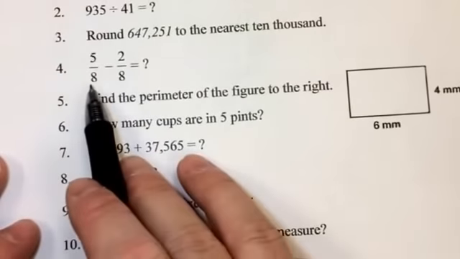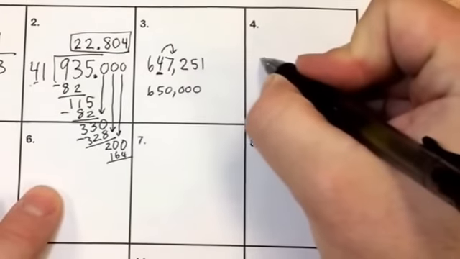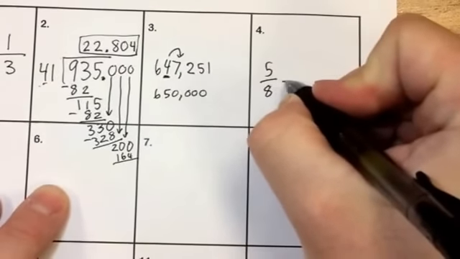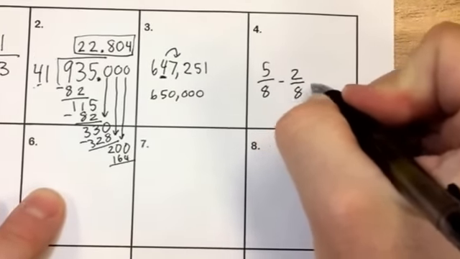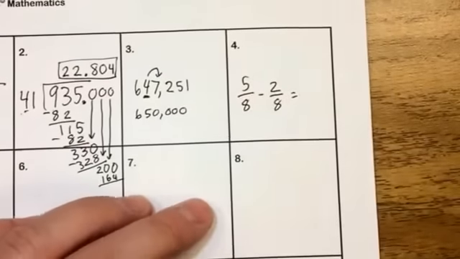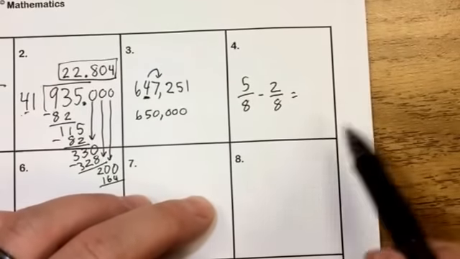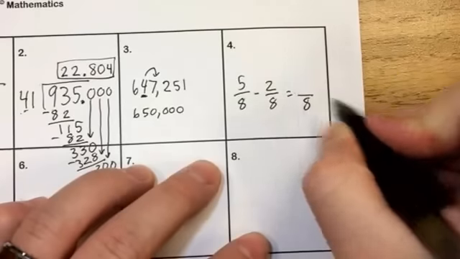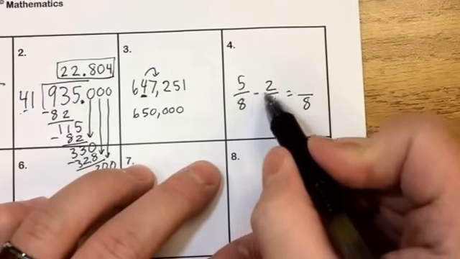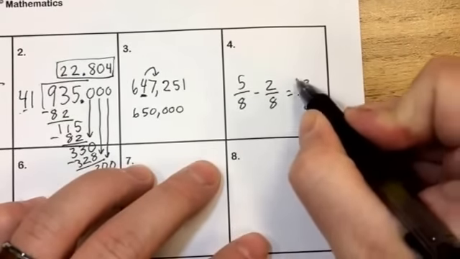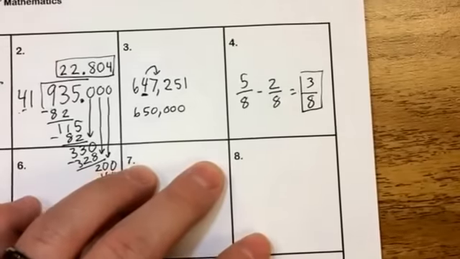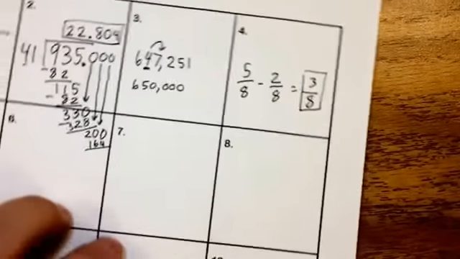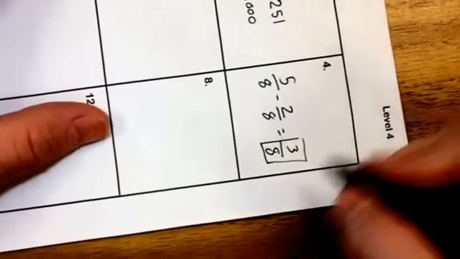All right, and then for number 4, I've got 5/8 minus 2/8. Pretty simple. 5/8 minus 2/8. I know that when I'm adding or subtracting fractions, I must have a common denominator. I do have a common denominator here, so I'm just going to pass that bad boy down. And now I do 5 minus 2, and I get 3. And 3/8 is your final answer. Okay, so pretty easy today.